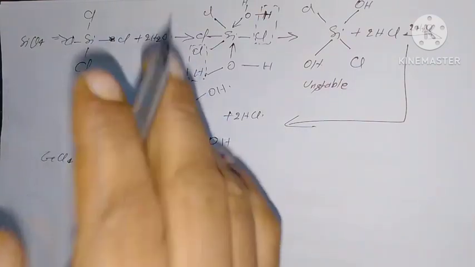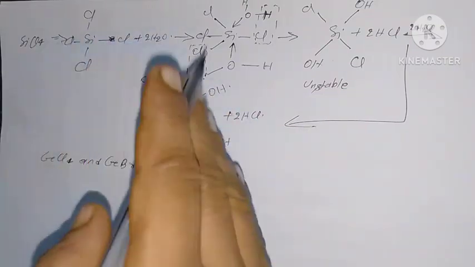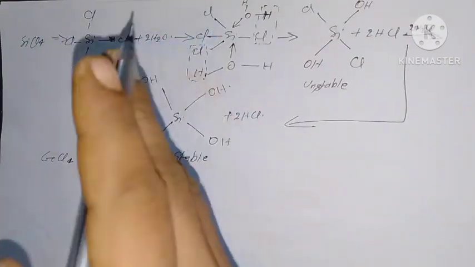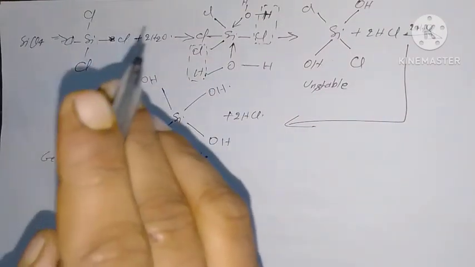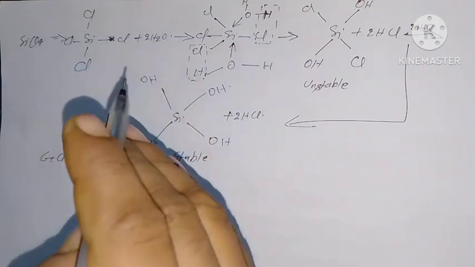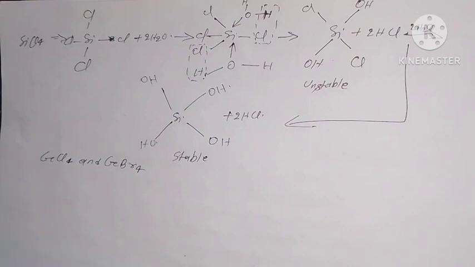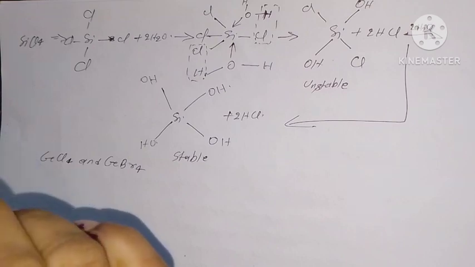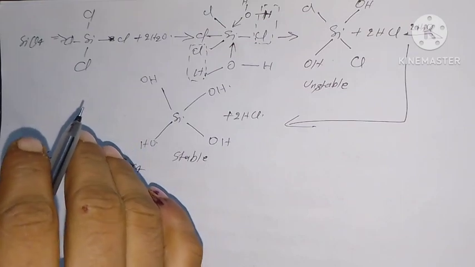The other elements' halides get hydrolyzed by water because they form coordinate bonds with water, maximum covalency 6, due to the presence of vacant d orbitals in their outermost electronic configuration. Complex anions of the type MX6 2 negative are formed by the tetrahalides except carbon tetrahalides.